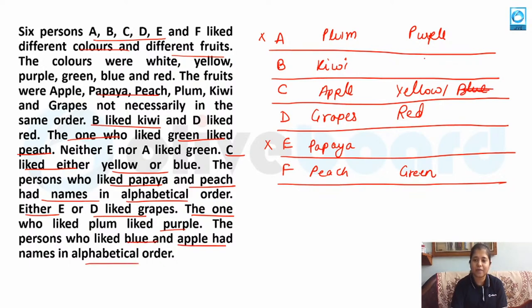And the persons who like blue and apple had names in alphabetical order. That means this will not be blue, so this one will be blue here. And I guess white is left, so this will be your white. I hope this is clear. Thank you so much. I hope everybody has understood this.